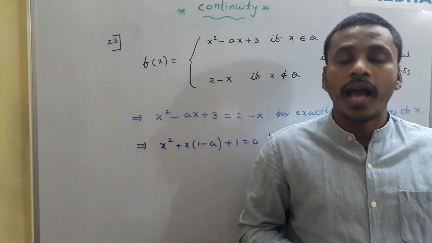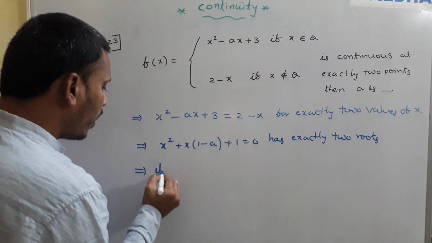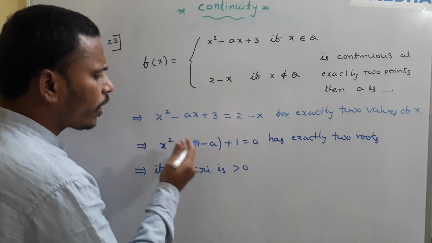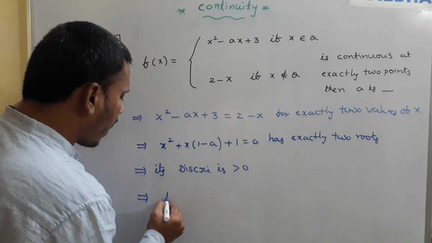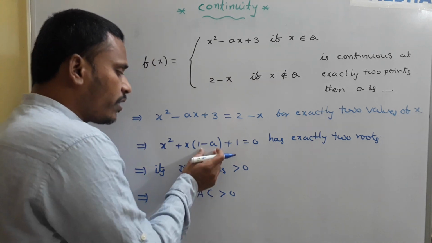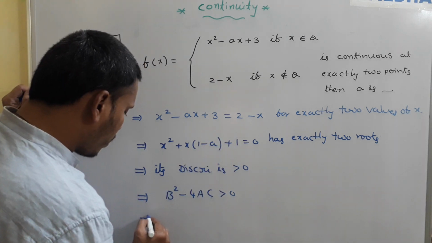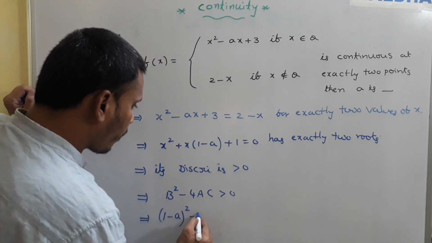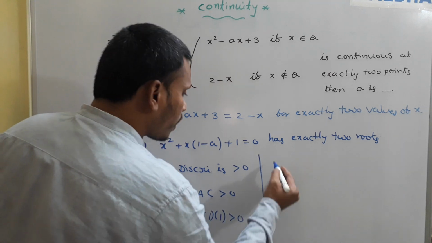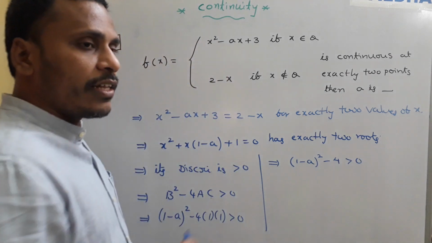A quadratic equation has exactly 2 roots if its discriminant is greater than 0. And what is the discriminant? I think you all know the discriminant of a quadratic equation is b square minus 4ac, which is greater than 0 here. b is the x coefficient, a is the x square coefficient, c is the constant 1. From there, this implies 1 minus a whole square minus 4 into 1 into 1 is greater than 0. So 1 minus a whole square minus 4 is greater than 0. We need to fix the values of a.